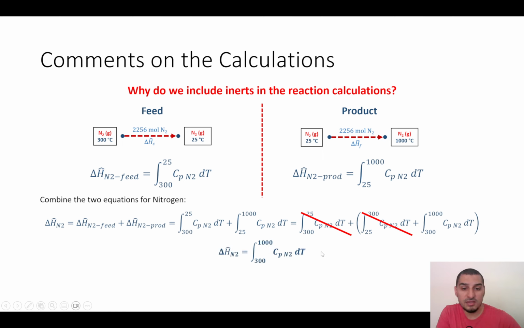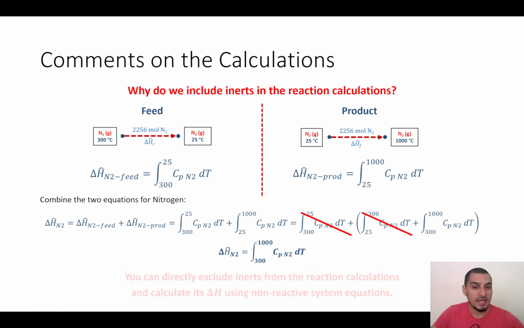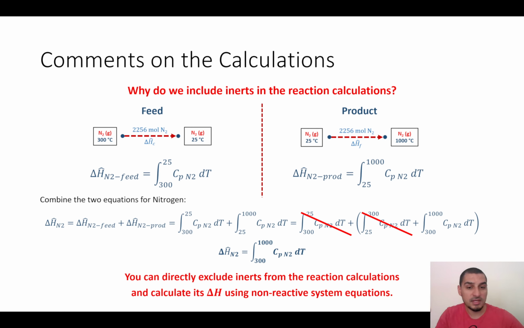So it's going to be, at the end of the day, from 300 to 1000. This means that you can exclude nitrogen from the calculations. This is what the mathematics is saying. Instead of doing the two integrations and calculating the enthalpy of nitrogen in the feed and the enthalpy of nitrogen in the product, you can directly assume that nitrogen is an inert that is not part of the reaction, and calculate delta H for nitrogen separately and add it to the rest of the delta H terms. This is something you can do.